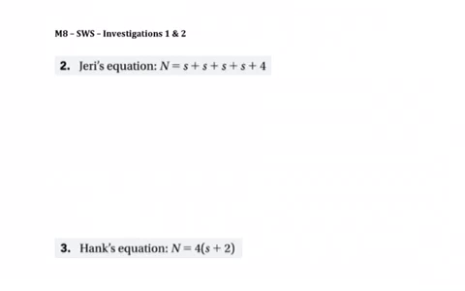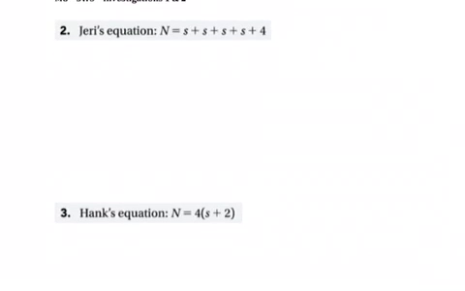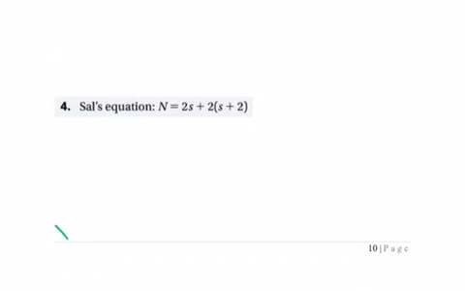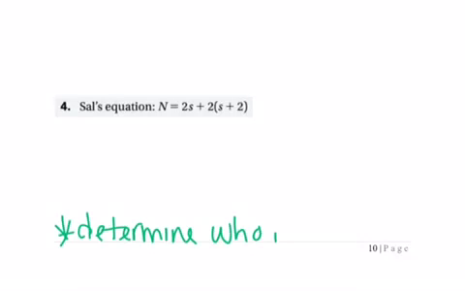So what you're going to do with your partner is you are going to sketch for Jerry's equation, Hank's equation, Sal's equation. Then you are going to determine who is incorrect. Okay, so one of those equations is not equivalent to the other, and you need to be able to tell me why. Have me check it at this point.